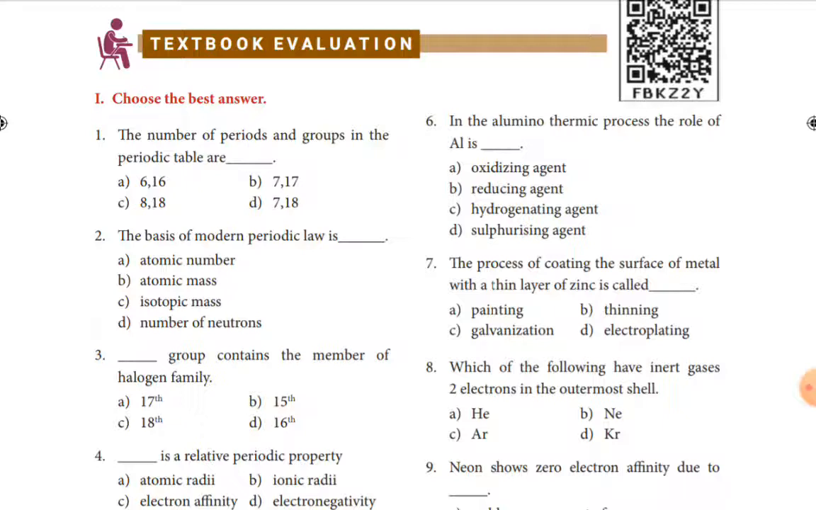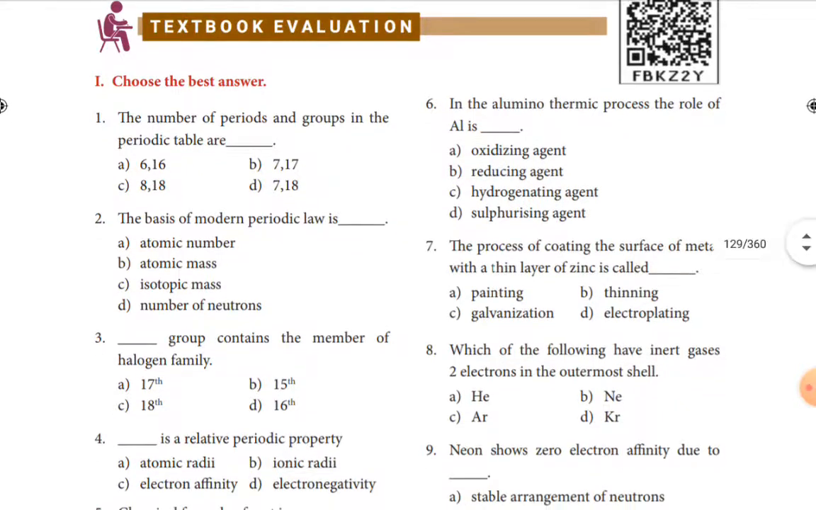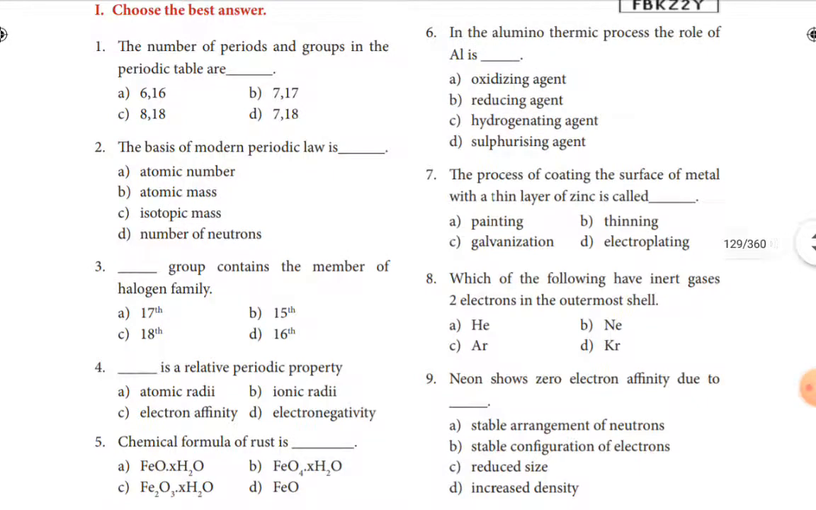The basis of modern periodic law is atomic number. So Moseley devised the modern periodic law based on the increasing order of atomic number. At the same time, already you have learned in 9th standard, the atomic mass is the basis for the classification of Mendeleev's periodic table. And third one, dash group contains the members of the halogen family.